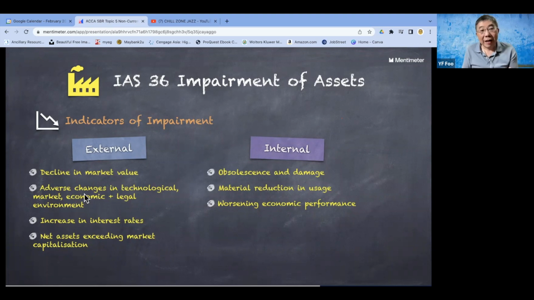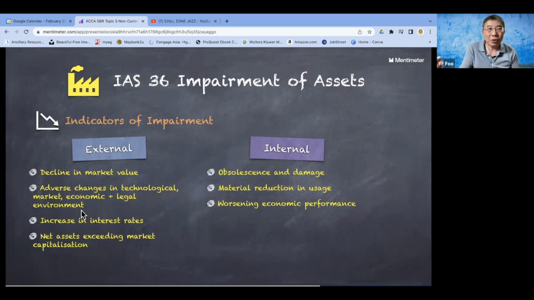Yeah. So things like adverse changes in technology, in the market, in the economy of the country, and maybe even legal environment. Okay, so technology means, is there any change in the technology that renders your asset now not as useful as it was before, and therefore the recoverable amount, the amount you can extract from the asset, is less than what it used to be.